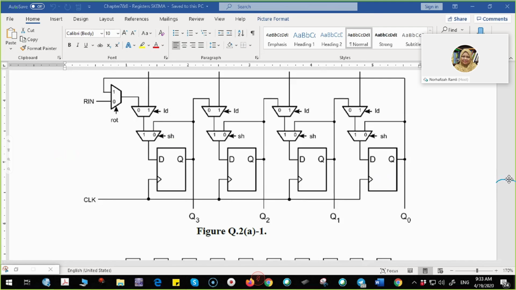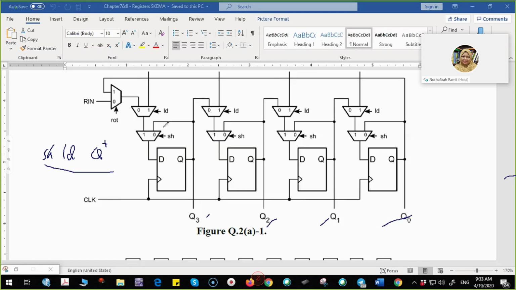Did you see the circuit diagram, figure 2A, everyone? You are too quiet. Okay, all right. This one, the best thing is you have the inputs SH and LD and Q plus. The Q plus is all the Q3, Q2, Q1, and Q0.